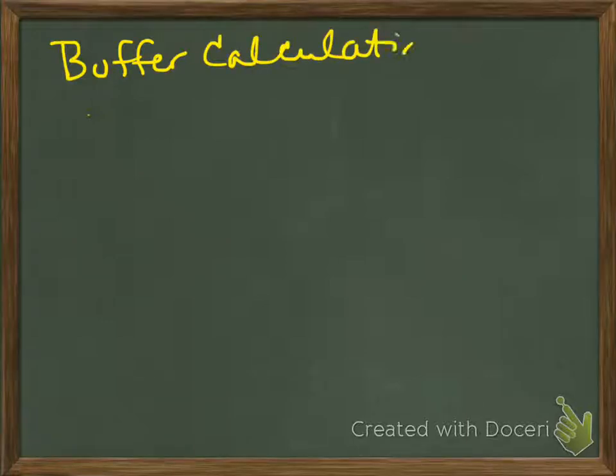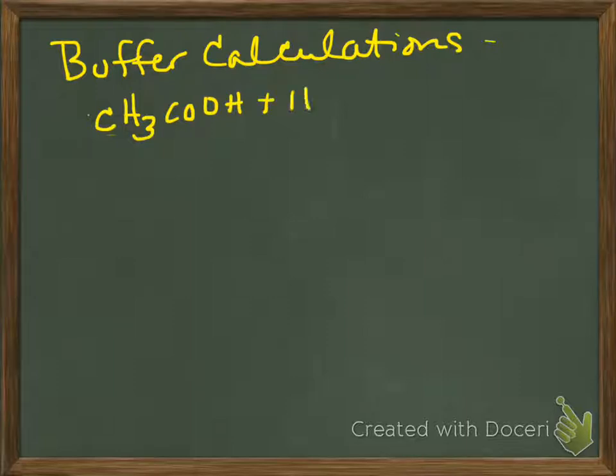Okay. We're going to look at some buffer calculations and some graphs for acids and bases today. We're going to work with the system of acetic acid and water, setting up an equilibrium with the acetate ion and hydronium.